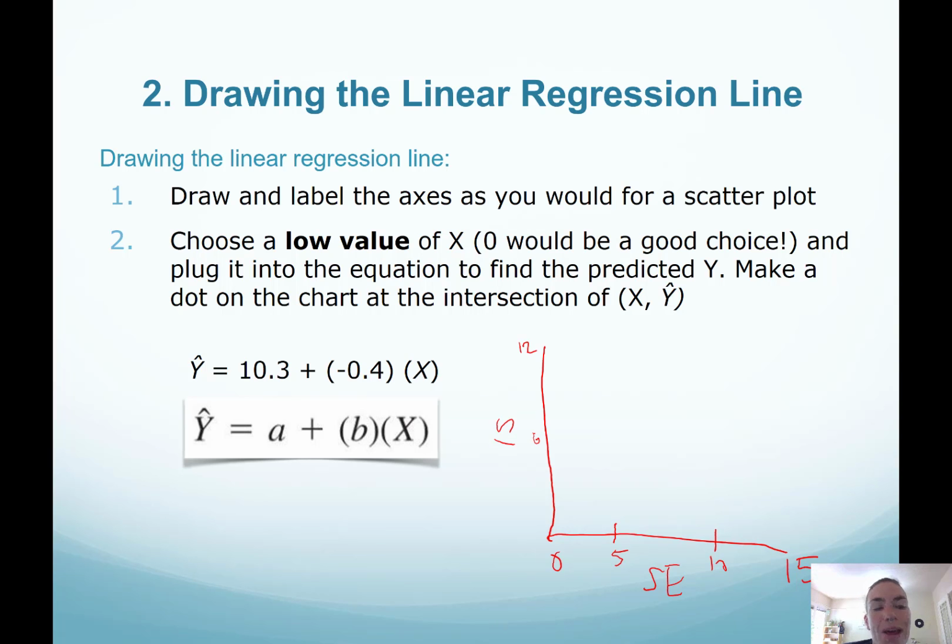That's a 6 there. Okay, so to draw our regression line, after we've labeled our axes, the next step is to choose a low value of x, any low value, and then plug it into our equation. This is the fun part, to find the predicted value for y. So we get to pick any value we want. It would be really wise to choose 0 because it makes the math a little simpler. So if I plug 0 in for x into this equation, then I just get y hat equals 10.3 plus -0.4 times 0.